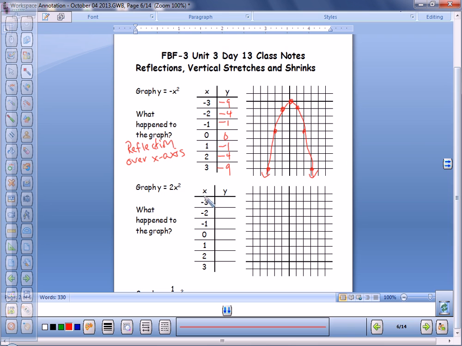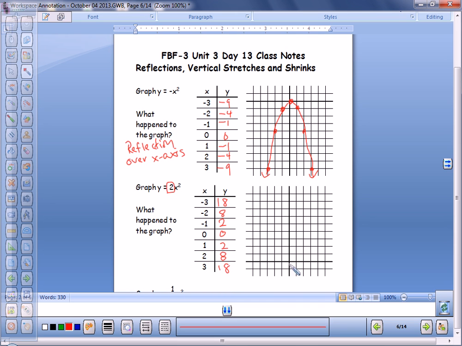But when we take this and throw this 2 in here, what it's going to do is take all those squares and double them. So when I square negative 3, I get 9, but when I double it, I get 18. And when I square negative 2, I get 4, but when I double it, I get 8. Negative 1 squared is 1, doubled is 2. 0 is still 0. 1 squared is 1, doubled is 2. 2 squared is 4, doubled is 8. And 3 squared is 9, doubled is 18.